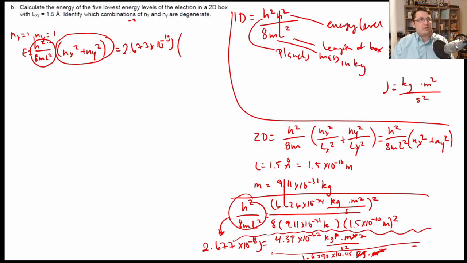And so now, since we're doing it for nx equals 1 and ny equals 1, it's simply 1 squared plus 1 squared in that case. And so that comes out to being equal to 2. And so the energy of the lowest energy, the ground state for this system that we're looking at, is that value times 2, which comes out to being 5.35 times 10 to the negative 18 joules, which is, I believe, what I have on the key. Yeah, 5.35 times 10 to the negative 18 joules. So you have that right there.